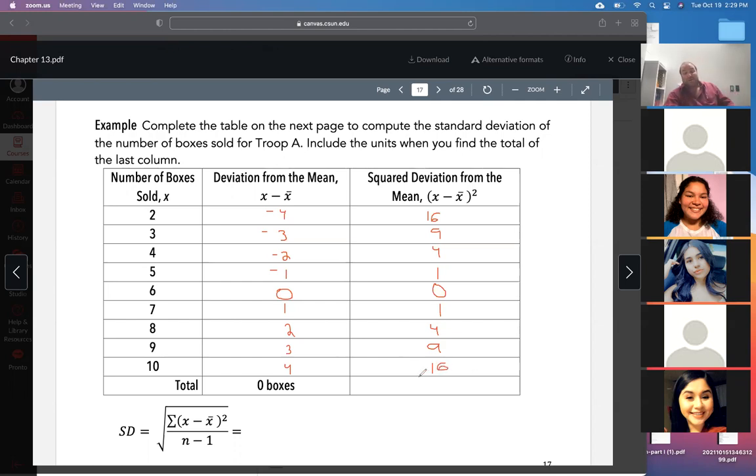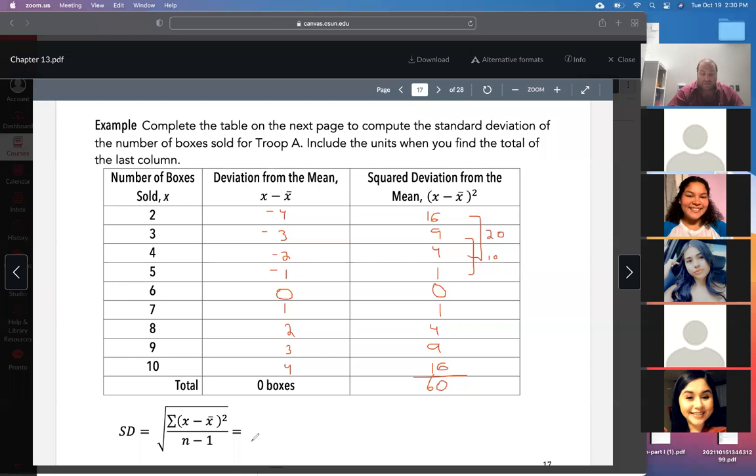Okay, excellent. And what's the total if I add these? It's 60. 16 and 4 is 20. 9 and 1 is 10, for a total of 30. And then the same numbers here, so a total of 60.